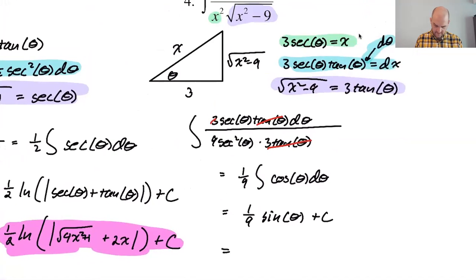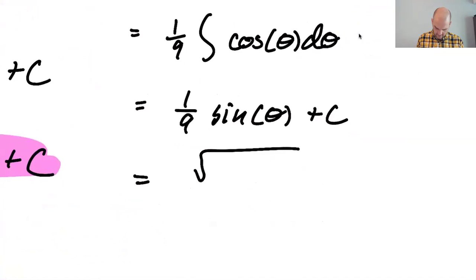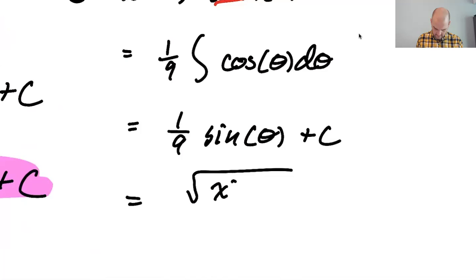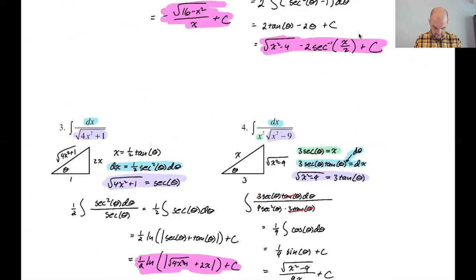what's sine of theta? Sine of theta is this over this. No, it isn't. Oh my God, I just got sine of theta wrong. Sine of theta is this over this. So I'm going to get the radical, which was radical x squared minus 9 over 9x, I think. How does that compare to the previous answer?